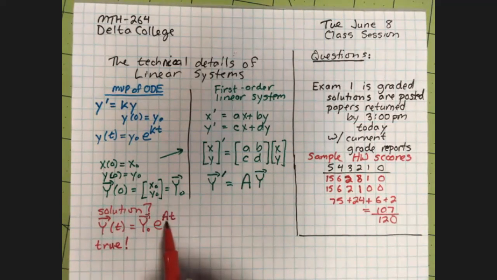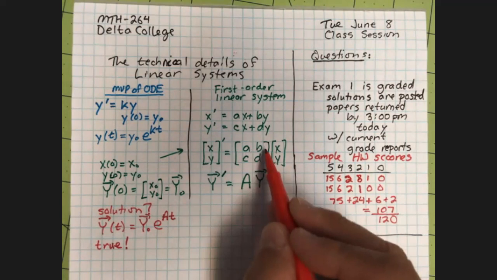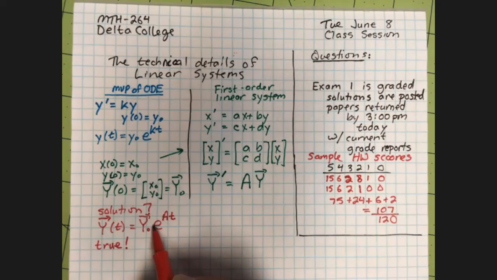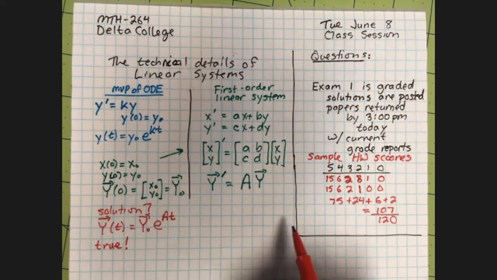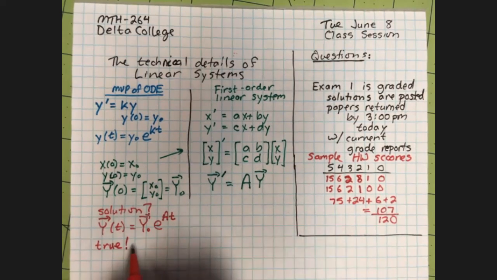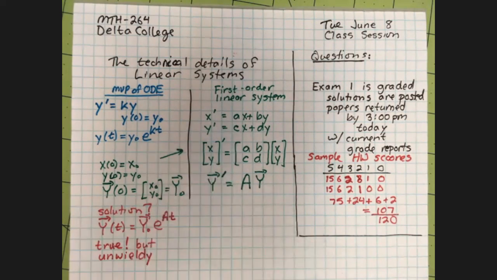I think of the matrix A. Remember, the matrix A is a, b, c, d. I can think of multiplying by t, no problem. Just multiply each slot by t. But what would it mean to take the matrix A and raise e to a matrix power? You've generally raised the exponential, Euler's number e, to real number powers or complex number powers in some cases. So this is true, but a little bit unwieldy, a little bit difficult to wield, a little bit difficult to swing, as if you're talking about a sword or a sledgehammer.